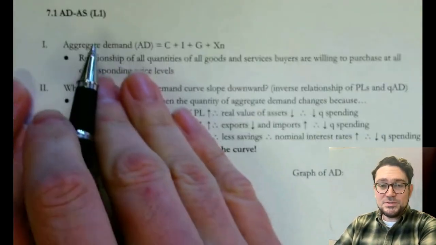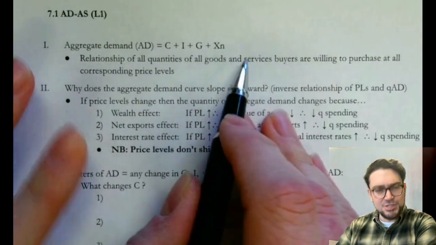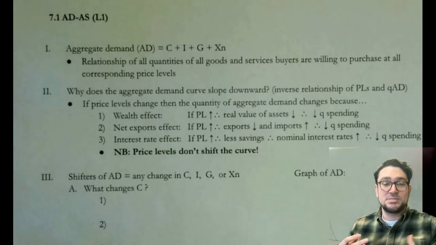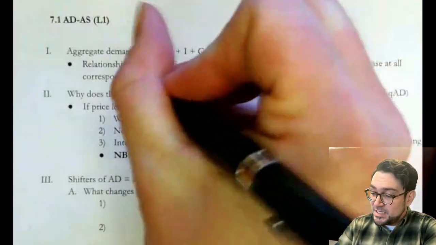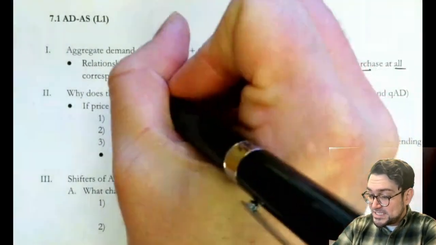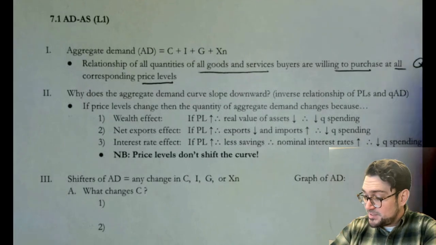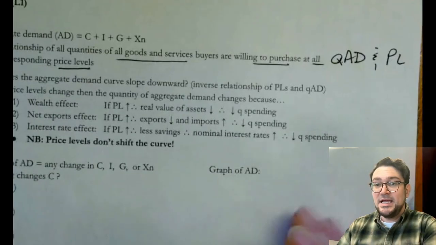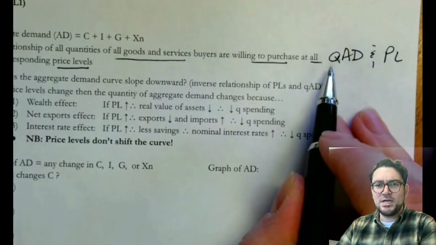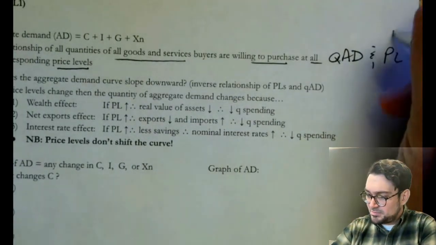Okay, so the first part up here just gives you the definition of what this thing called aggregate demand is. It's a relationship. Just as we said that demand in microeconomics was the relationship between how much people were willing and able to buy at a specific price, this is how much of everything people are willing and able to buy at all the price levels. So it's the relationship of what we would say is quantity of aggregate demand and price levels. And usually we're not going to be talking about quantity of aggregate demand, but the idea is that these are inverse, that as price levels rise, we would say quantity of aggregate demand falls and vice versa.